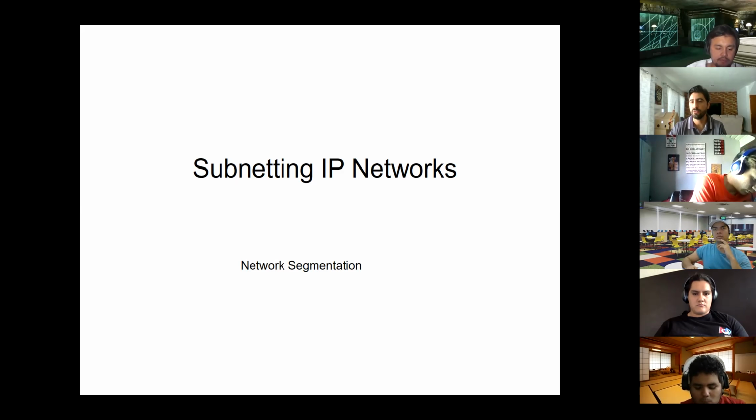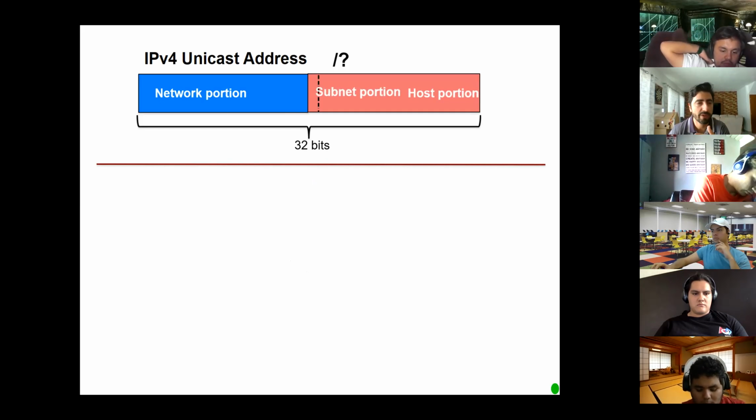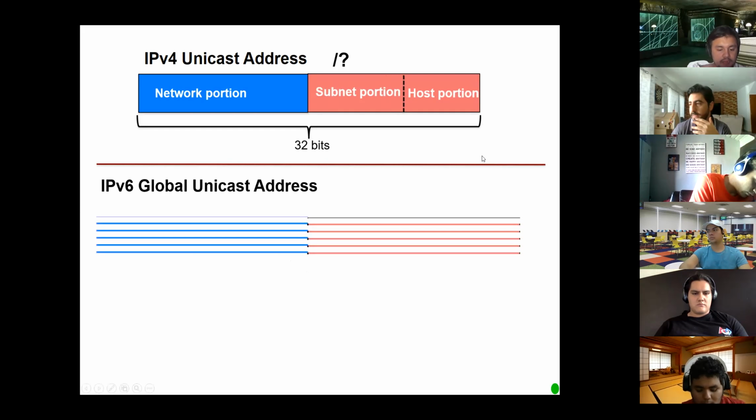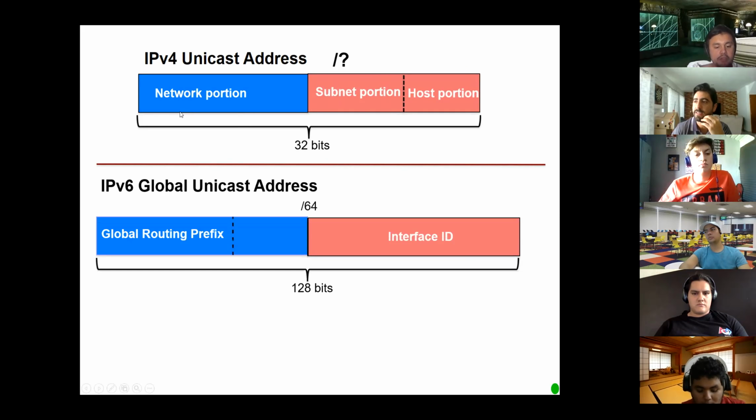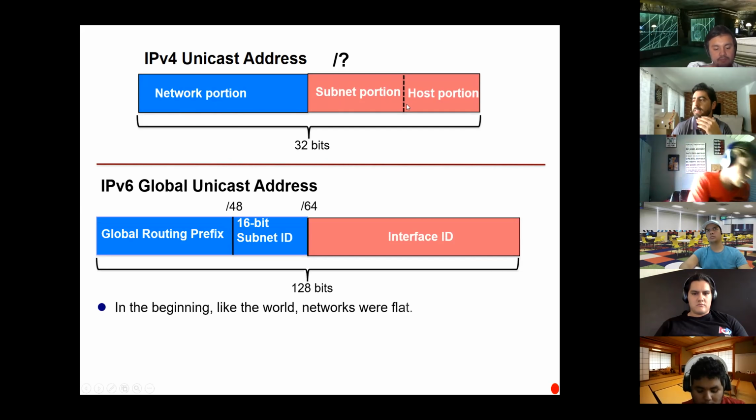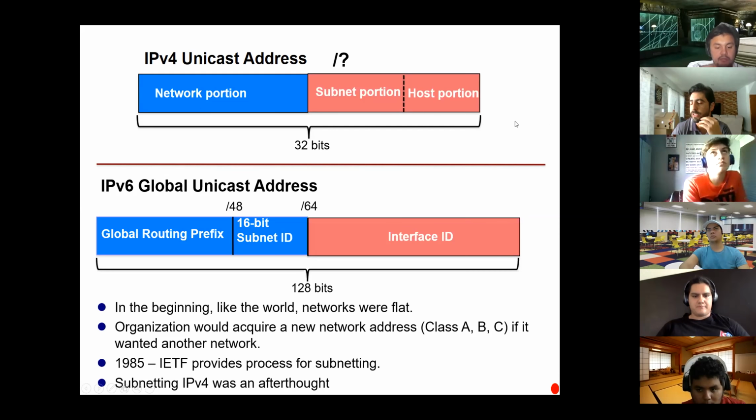So I'm going to review some of the slides that we talked about last class, and remind you what we talked about, and then we continue talking about subnetting. So we talked about IPv4 addresses, which are 32 bits. It consists of a network portion and a host portion, but then we talked about subnetting.